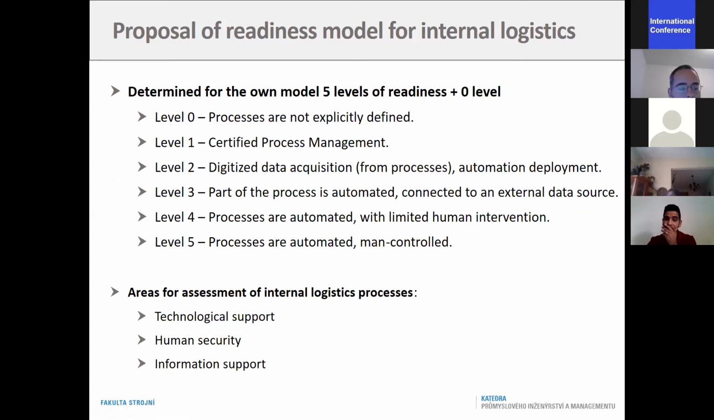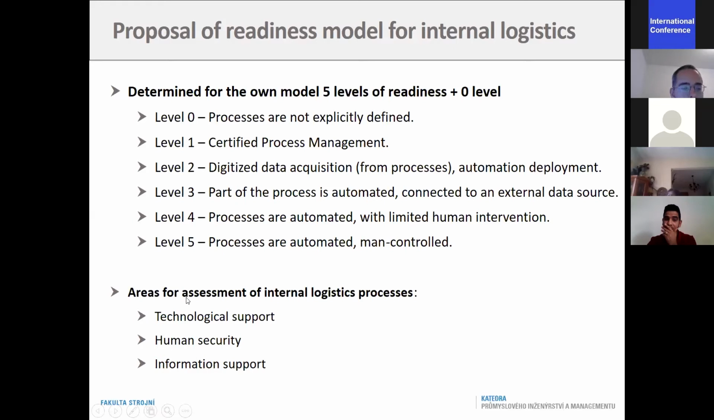We determined these, let's say, 5 levels, starting on level 0, when processes are not defined. On level 1, there exists some certified process management. On level 2, digitized data acquisition. On level 3, some parts of the processes are automated. On level 4, processes are automated with limited control. And on level 5, processes are fully automated. People only control if everything is okay and do not interfere much.